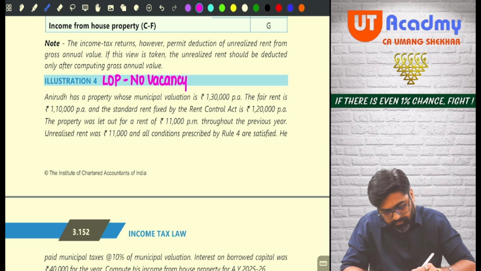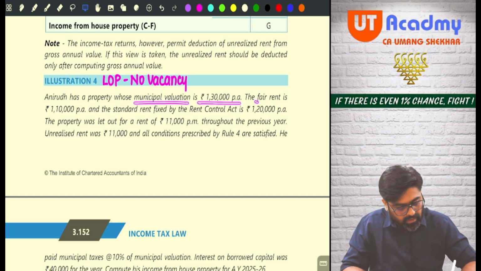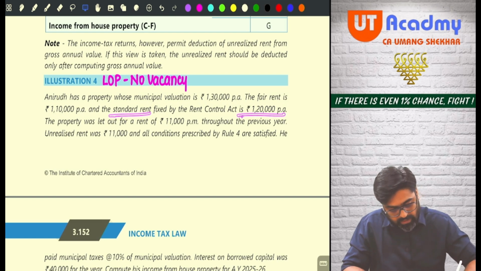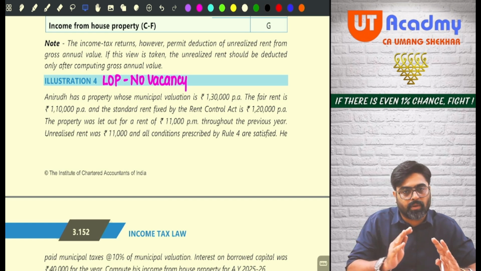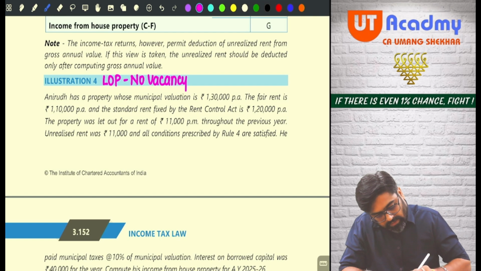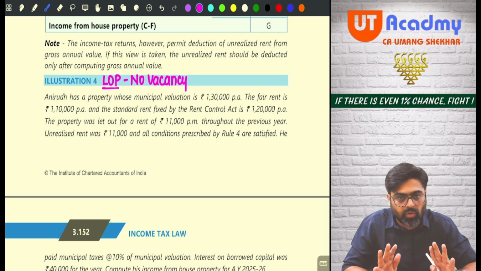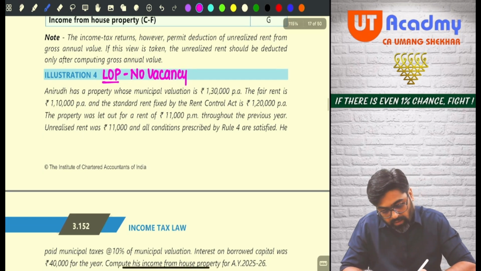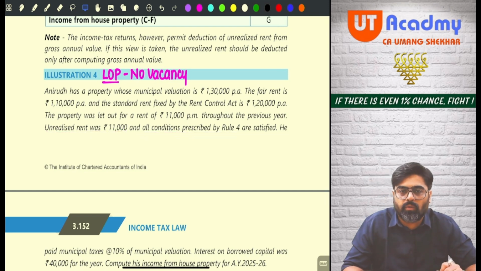Come on, see. Anirudh has a property whose municipal valuation is 1,30,000 per annum. Fair rent is 1,10,000 per annum. Standard rent is 1,20,000 per annum. Property was let out for a rent of 11,000 per month throughout the previous year. Meaning that from April to March the property is let out. Can I say the status of the property is LOP? Throughout the previous year means there is no vacancy. Okay. Unrealized rent was 11,000 and all conditions prescribed by rule 4 are satisfied.